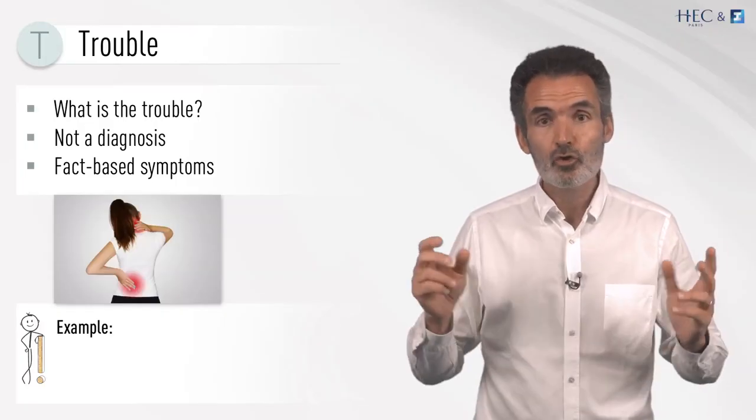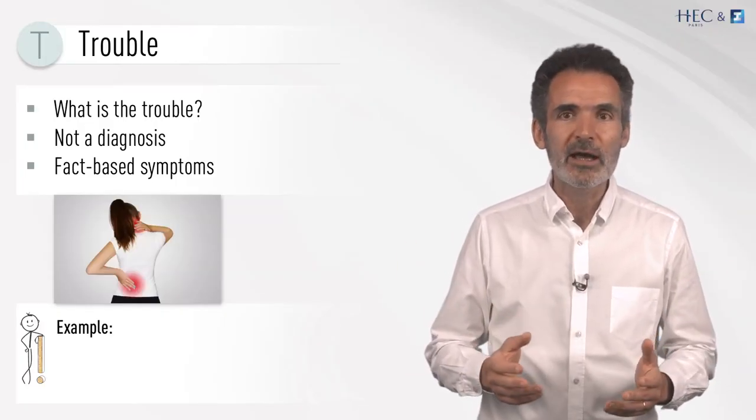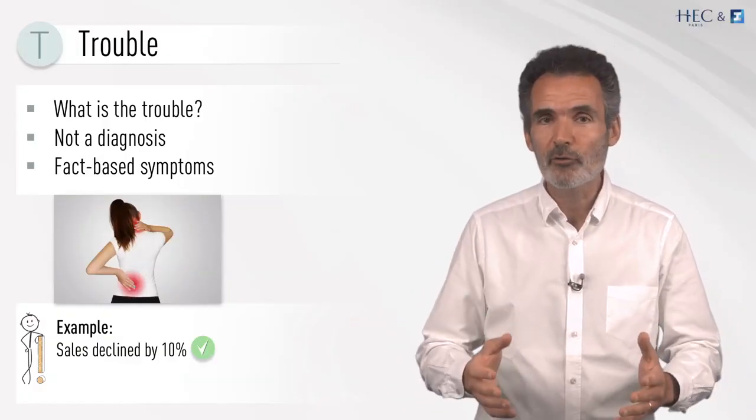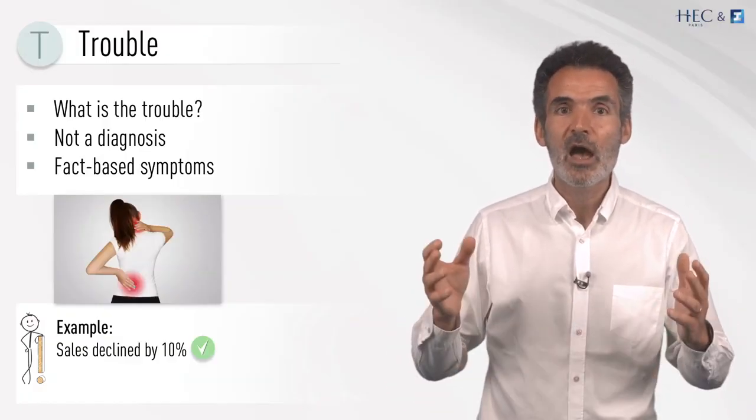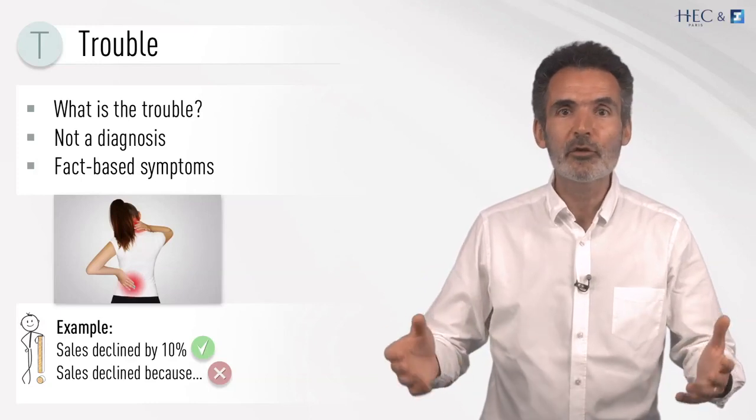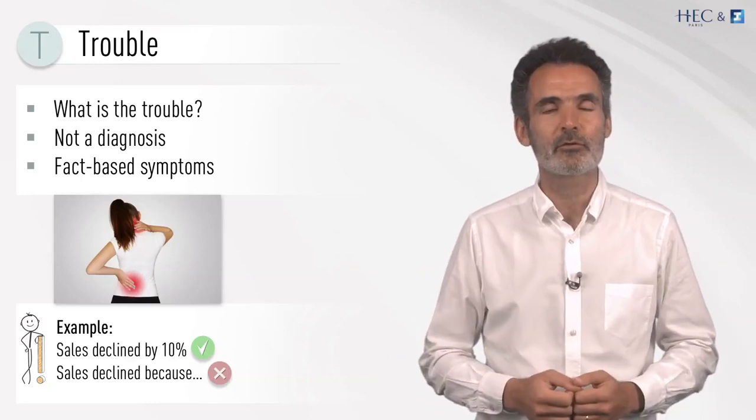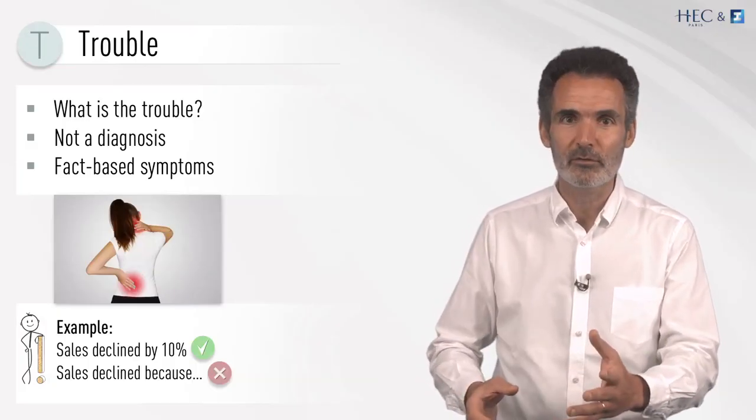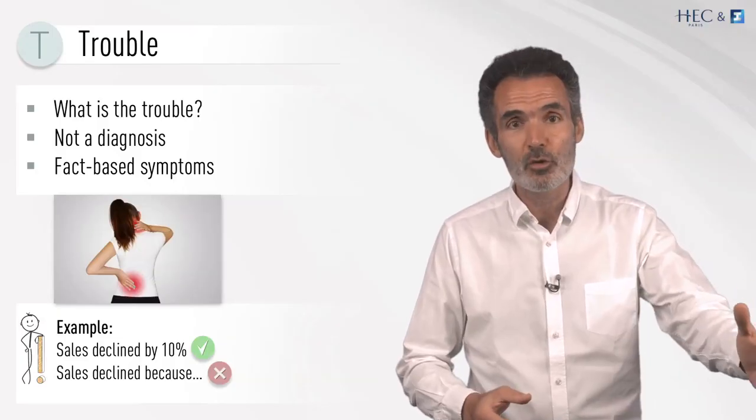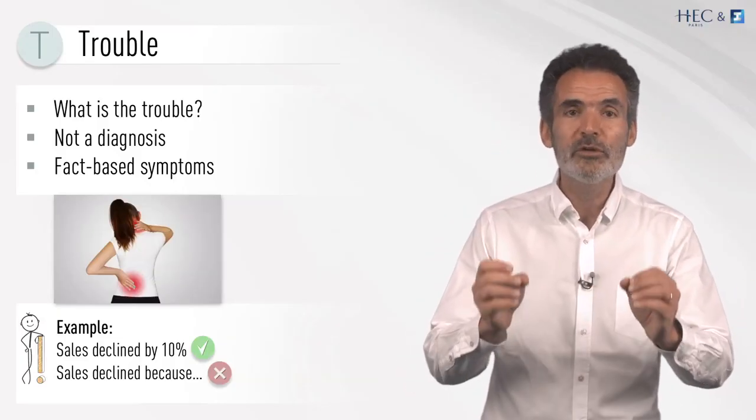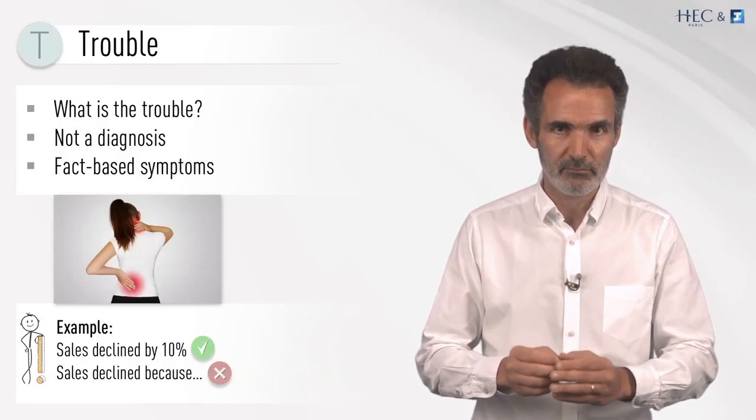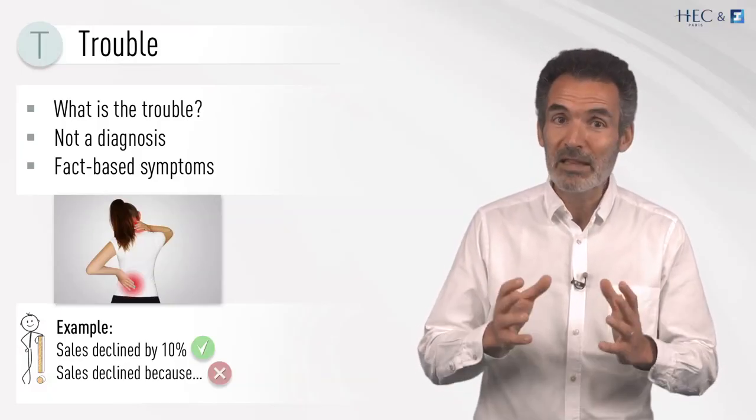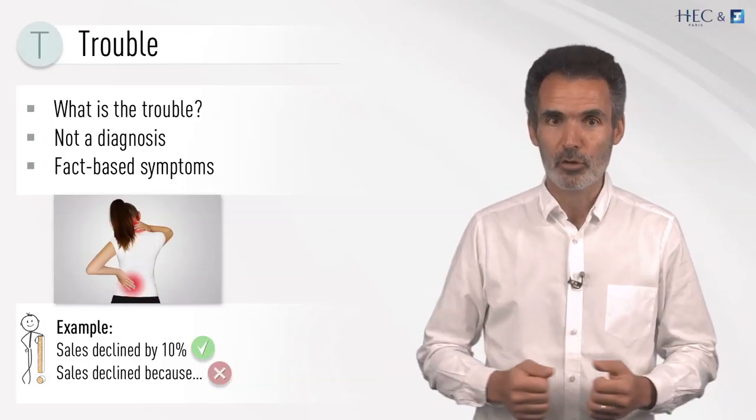For instance, trouble could include a statement like, our sales have declined by 10%. But it should not be a statement such as, our sales have declined because we lost competitiveness relative to competitors. That is not just your trouble, it is a possible reason for it. And that reason may turn out to be true, but it's premature to restrict the problem statement so early. A definition of trouble that includes a cause for the trouble blinds you to other possible causes.